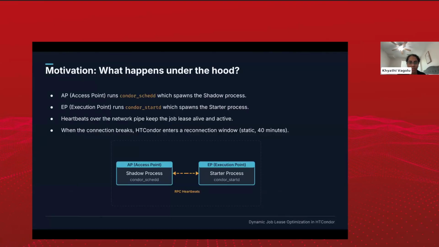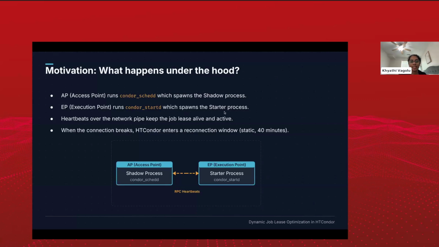So before we start, I just wanted to reinforce what is happening under the hood. I'm sure most of you know it, but when you schedule a job on HTCondor, you schedule it on the access point, which internally runs something known as the Condor Schedd daemon, and that spawns a shadow process. And this shadow process would invoke a matchmaking and match your job to an execution point, which is another system which runs the Condor Startd daemon and spawns something known as the starter process.